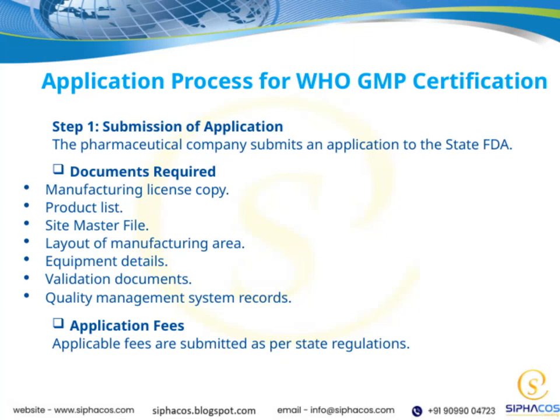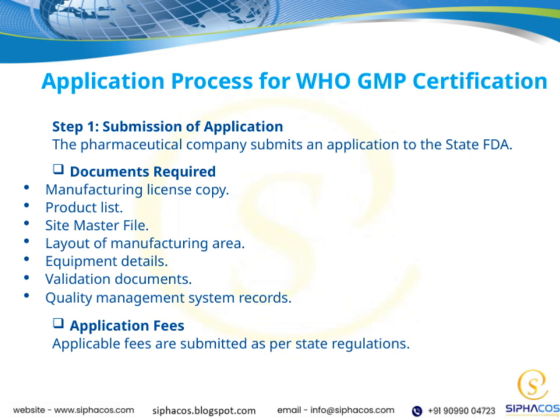All right, let's walk through the first step in the application process for WHO GMP certification. The very first thing a pharmaceutical company needs to do is submit an application to the state FDA. This is a crucial initial step because it officially kicks off the certification process. When submitting your application, there are several key documents you'll need to include. These are essential to demonstrate your compliance and readiness.